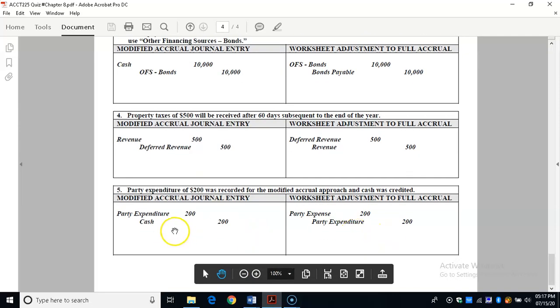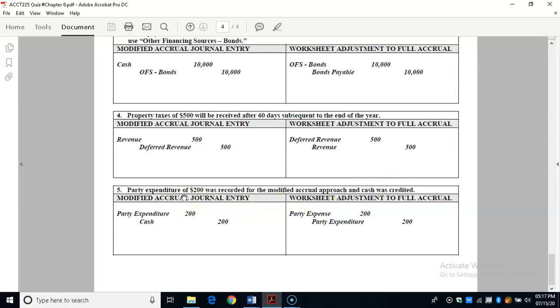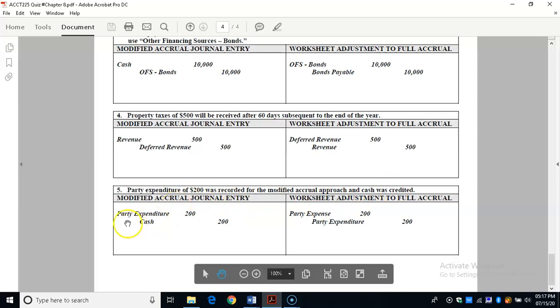Last thing, here it says party expenditure is $200 and you pay cash for it. So modified accrual, remember it uses the term expenditure. So you would debit party expenditure $200 and credit cash $200. Now if you're going to convert all of this to full accrual, remember full accrual has no such thing as expenditure. So you credit party expenditure to get rid of it, and then you debit party expense for $200 to put that on the books.